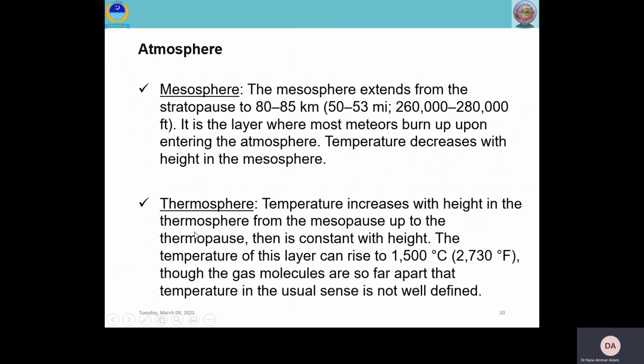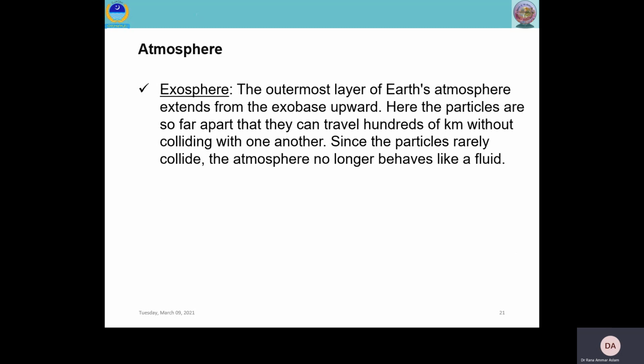And then the second last is the thermosphere. The thermosphere further extends from the mesosphere, and this is the layer where temperature is very high, nearly 1500 degrees Celsius. But there is one difference. Unlike the other three layers, in this layer the gas molecules are at a larger distance, right? It means that the larger the distance between molecules, the more difficult it is to measure the temperature. However, the average temperature is near 1500 degrees Celsius, very high.